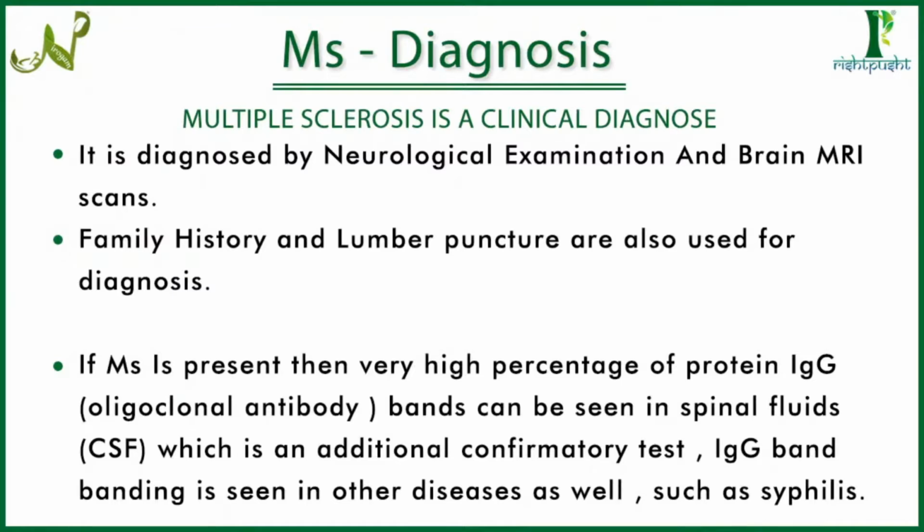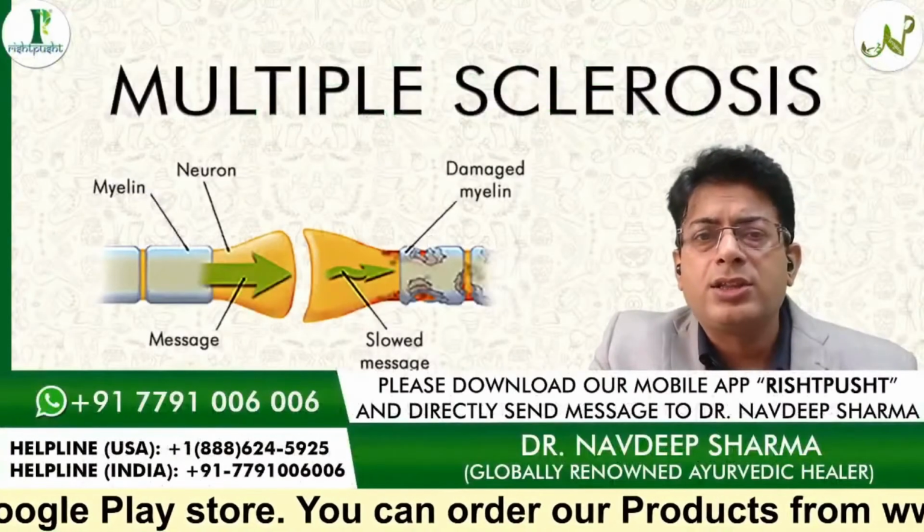And when a person is given a lumbar puncture and a CSF analysis, the cerebrospinal fluid analysis, is done, it is noticed that IgG, which is the immunoglobulin which otherwise is for fighting the infections coming from the outer world, is at a greater level in a patient suffering from multiple sclerosis. So these are the signs and the diagnosis of multiple sclerosis.